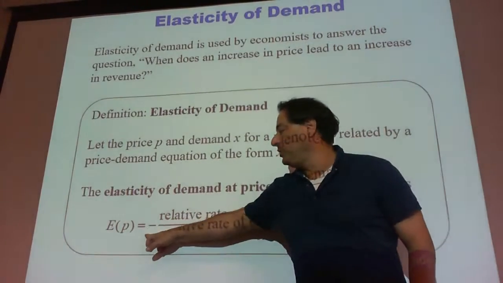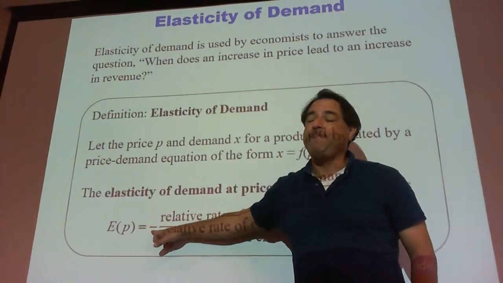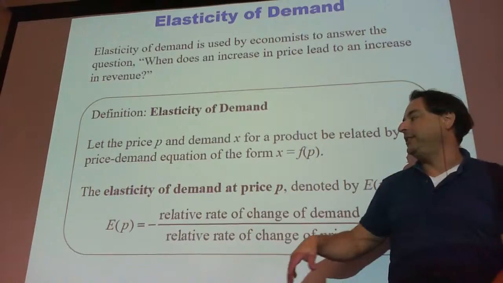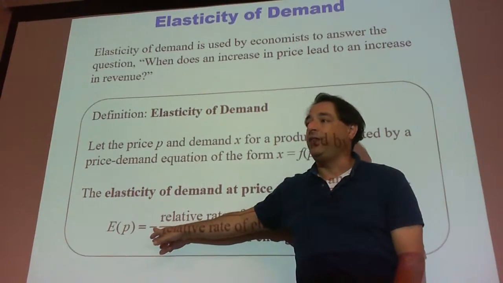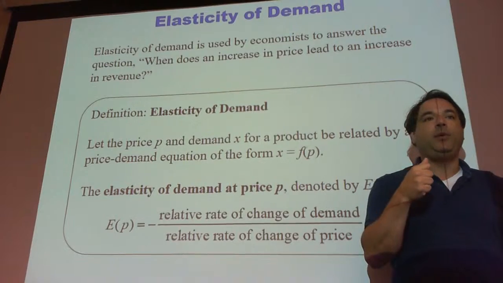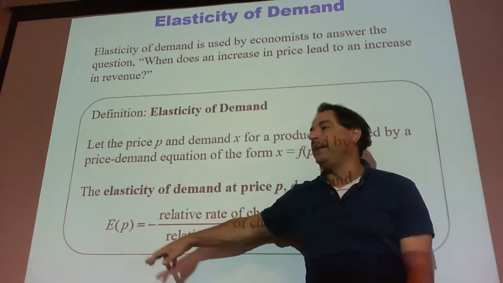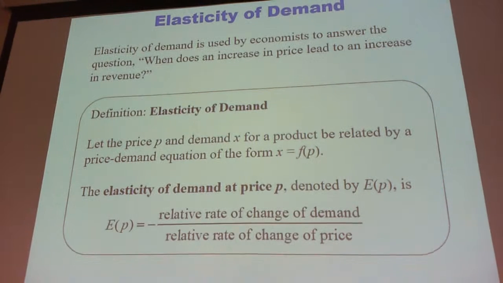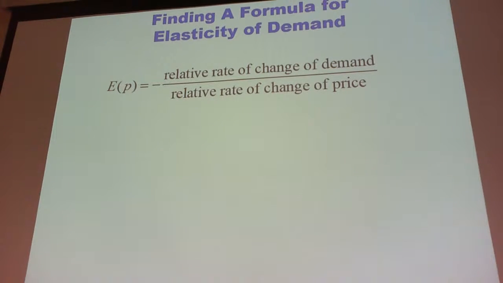And notice that the formula starts with a negative. A lot of people miss that. A way to remember the negative in the front, it's connected but not exactly connected, is that if you increase price, will you lose people? Yeah. So the negative means you're going to lose, right? If you raise it. It's connected, but a good way to remember. Okay? So it's the relative rate of change of demand over the relative rate of change of price.